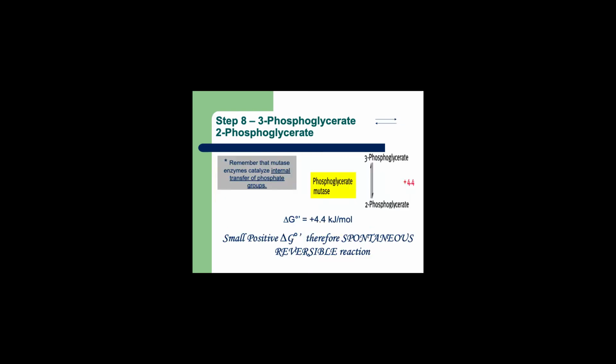So the actual enzyme name is exactly what we predicted, which is phosphoglycerate mutase. Again, the delta G, or the Gibbs free energy for this reaction, is a small positive at 4.4. Therefore, this reaction is spontaneous. As well, we see bidirectional arrows, so it is a reversible reaction. So this is a spontaneous reversible reaction.